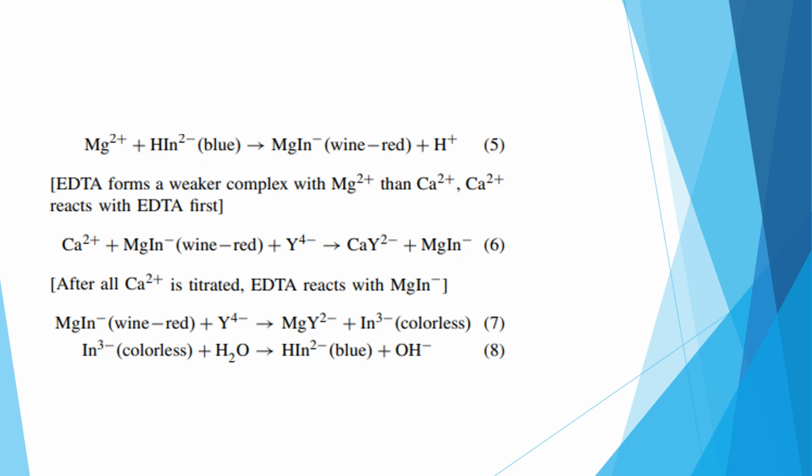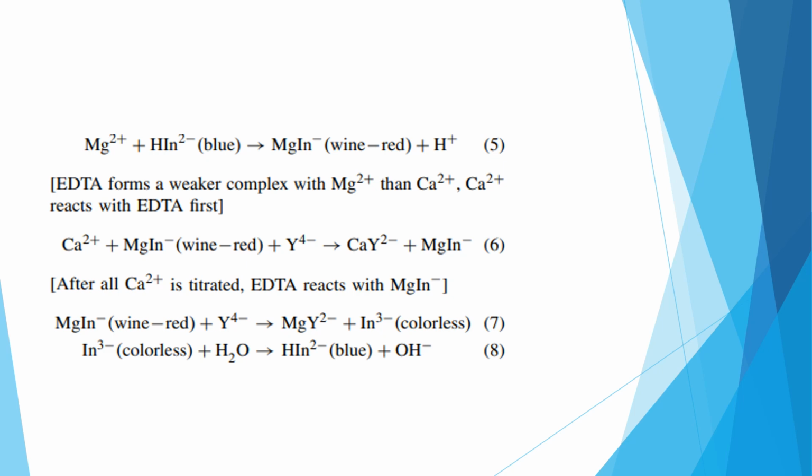When both Ca plus 2 and Mg plus 2 are present, EDTA reacts with Ca plus 2 first, because EDTA forms weaker complexes with Mg plus 2. Now let's see the reaction with Ca plus 2, which reacts with MgIn minus, which we got in the above reaction and is wine red in color, plus Y4 minus. It gives CaY minus 2 plus MgIn.